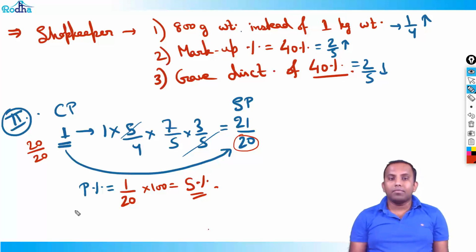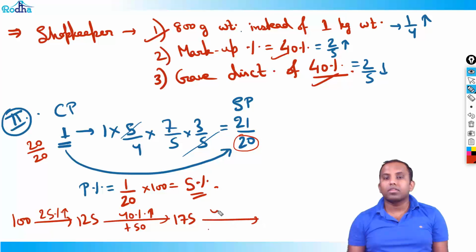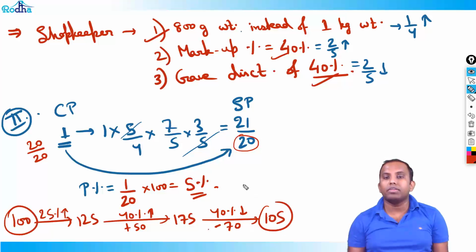Right, same thing. Take 100. First an increase of 25%, so 125. Another increase of 40%. So 125, 40% is 50, so 175. Now a decrease of 40%. Again 175, 40%: 10% of 175 is 17.5, into 4 that is 70. So minus 70 gives 105. So 100 to 105. What is the percentage here?